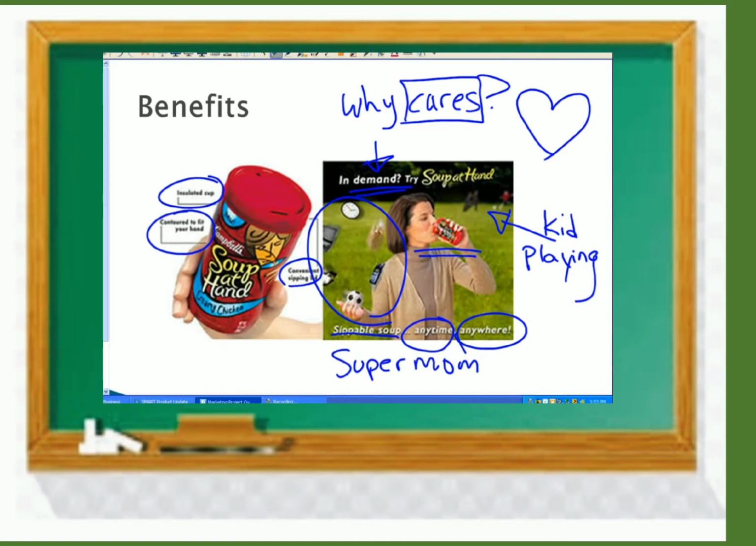A sippable cup she needs every time, anywhere. So this ad is telling me that Campbell's soup is in demand by this mom who loves her kids. As you can see, the kids are playing soccer, and at the same time, she can take care of herself and of anything else, because these consumers know that on a daily basis she needs to be a supermom. So the benefit of this product is that you can take care of yourself and never slow down.